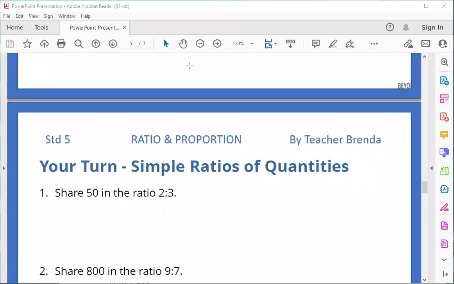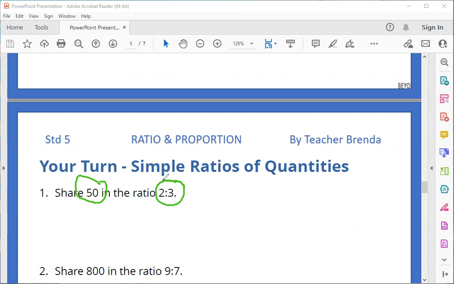Now, same question, ratio is 2 to 3. But you're going to share 50. All right. So how would you share $50 or 50? Can be 50 of anything. Say 50 sweets, 50 pencils, 50 durians. Okay. Into a portion, into a ratio of 2 to 3.